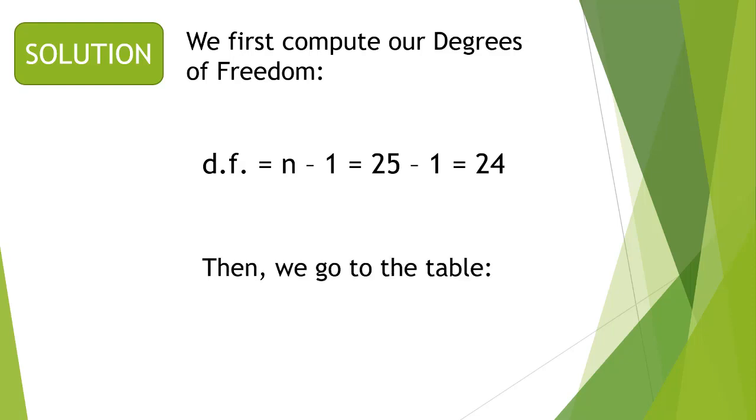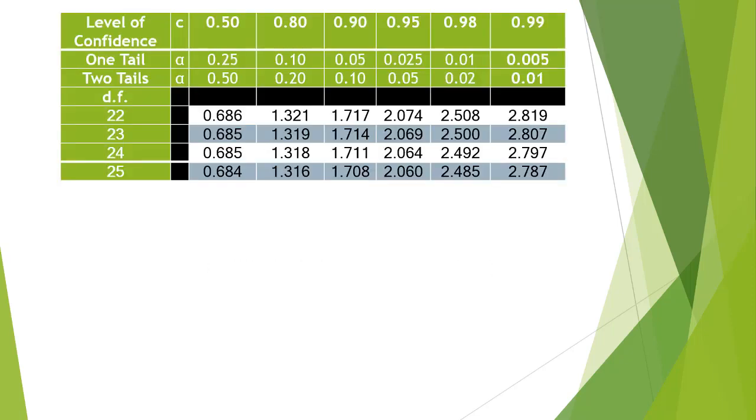So we can go to the table. Here's a little cutout of the table that we're going to need. Our sample size was 25, so the degrees of freedom were 24. So we look for the row that has 24 degrees of freedom. Then we wanted a confidence level of 90%. So we go to the 90%, 24 degrees of freedom. So we're looking at 1.711 for our critical value.